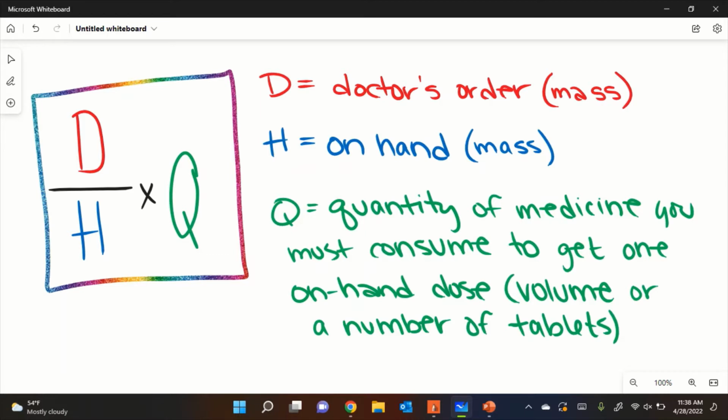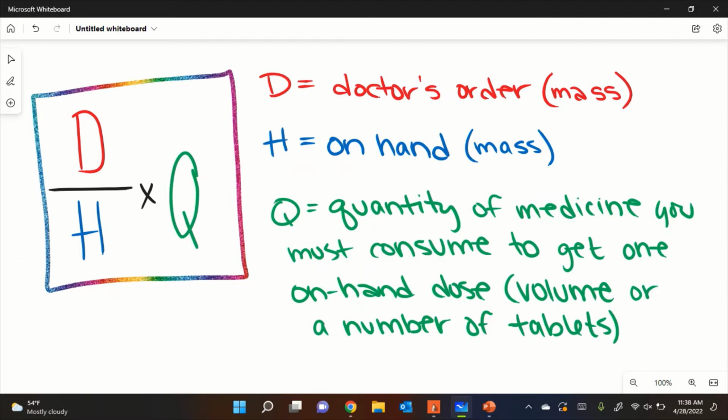H is the amount of medication that you have on hand per dose according to the bottle. So in our previous example, the one that we're going to work on here in just a minute, the dose on hand, the bottle's label, said that there were 200 milligrams per tablet. H is always going to be a unit in mass as well. So we're going to be looking in the metric system for some variation on grams, milligrams, or micrograms. In our example, H is going to be the number of milligrams.